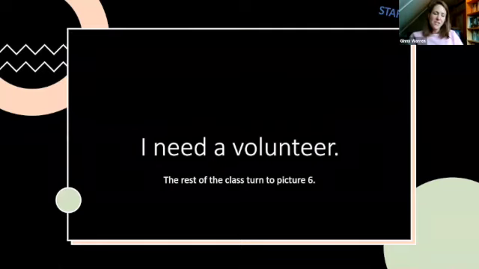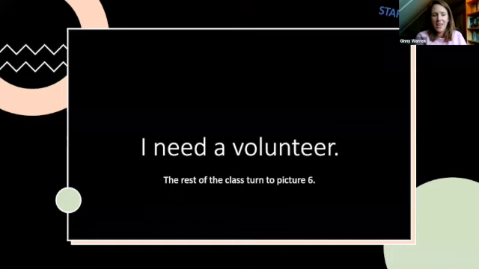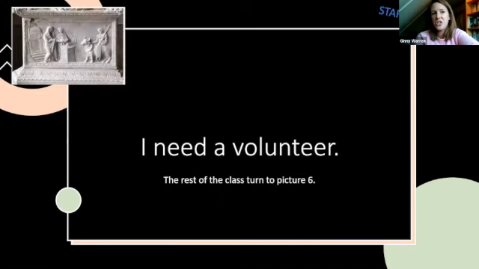Right, and then this is another activity I did with one of the pictures, and this was the image, I think, of Augustus. So I've got one person to come up, and of course they don't know what they're volunteering for, so there's the mystery there. They come up to the front of the board, and the rest of the class then looks at that picture of the sacrifice being performed.